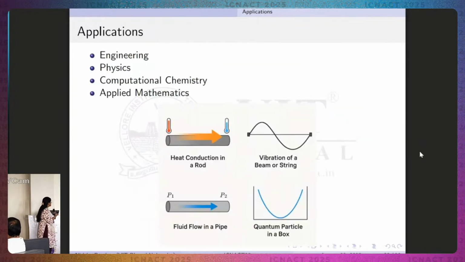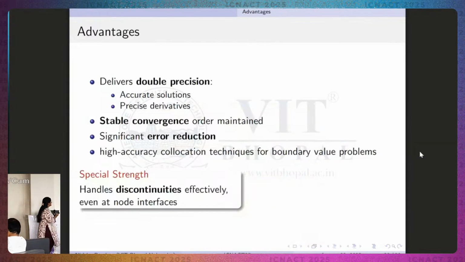As we know, boundary value problems or periodic boundary value problems arise naturally in physics, chemistry, or engineering, like the wave equation, quantum particles, or heat conduction laws. By solving with this collocation method, we get an adequate solution with precise derivative, stable convergence rate, error reduction law, and we can easily handle discontinuous functions too.